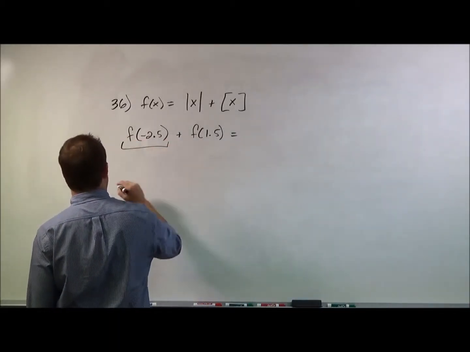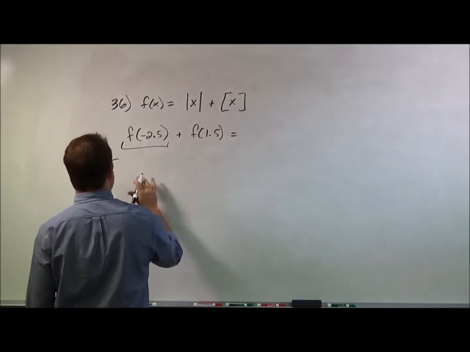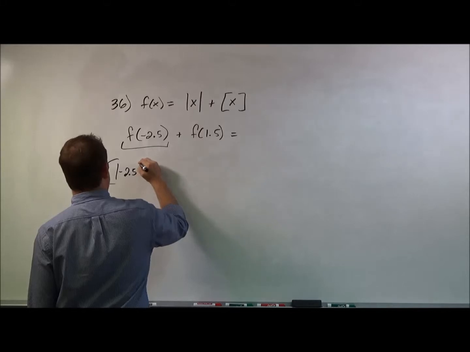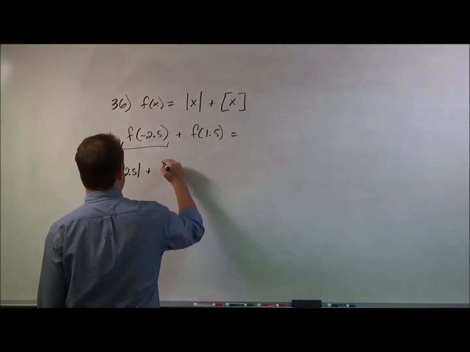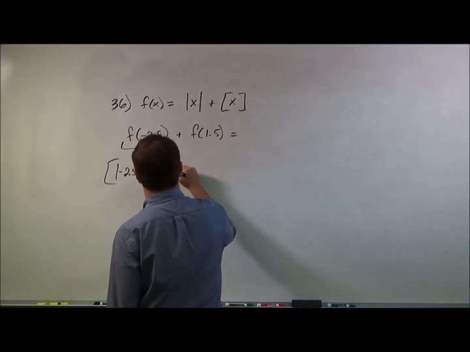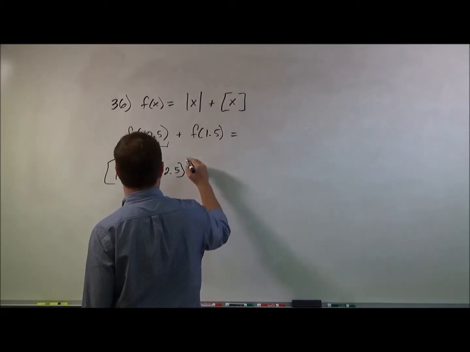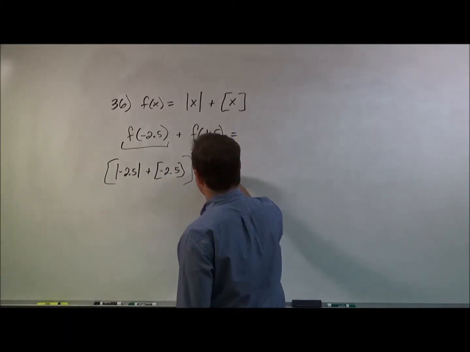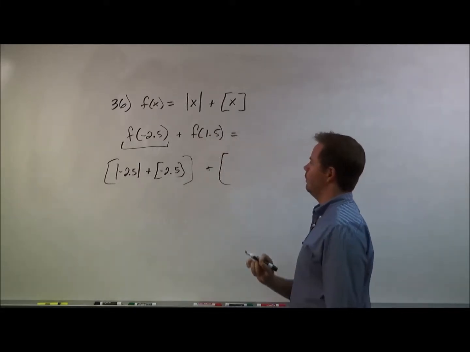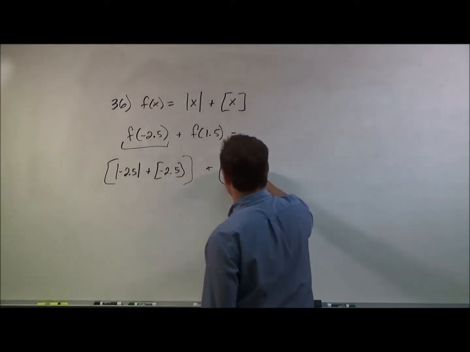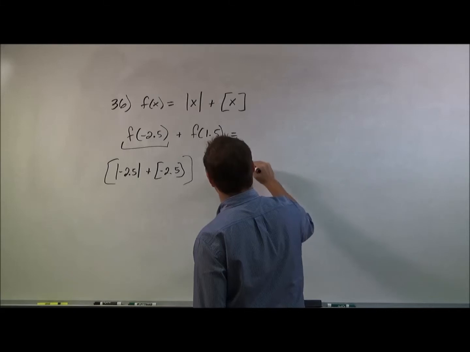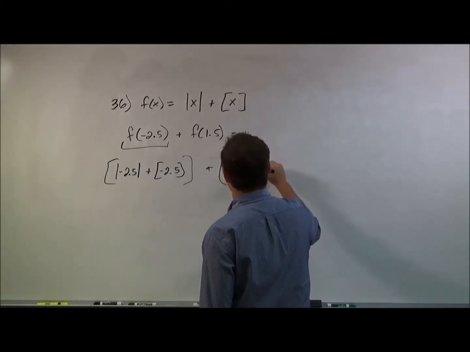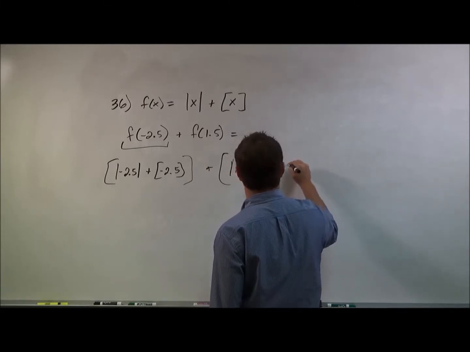So we're just going to work here and put everything for that in a bracket. So that's going to be the absolute value of negative 2.5 plus, and then it's going to be this bracket symbol with a negative 2.5 inside of it. And then plus, now we're going to work with the 1.5, plugging that in for each. That would be the absolute value of 1.5 plus 1.5 inside this bracket thing.